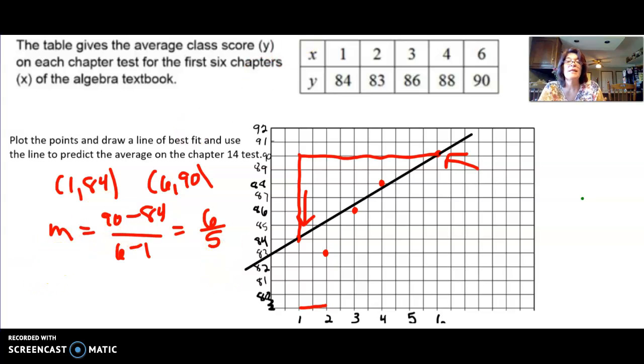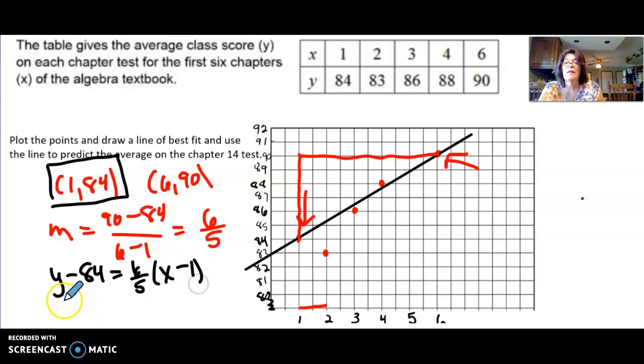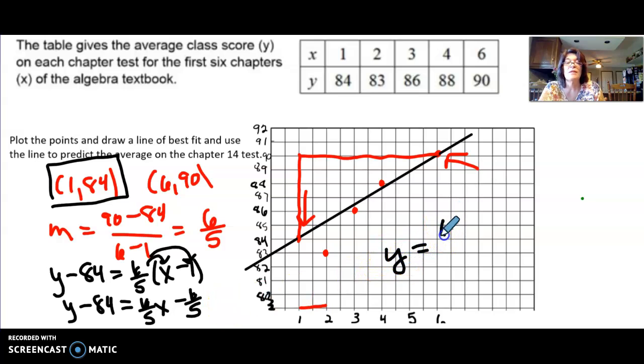Pick one of my points. Let's go with this one. I usually pick the smaller one if I can. y minus 84 equals 6/5 times (x minus 1). y minus 84 equals 6/5 x minus 6/5. Okay, I distributed my 6/5 through. I'm going to add 84. So I'll get y equals 6/5 x.